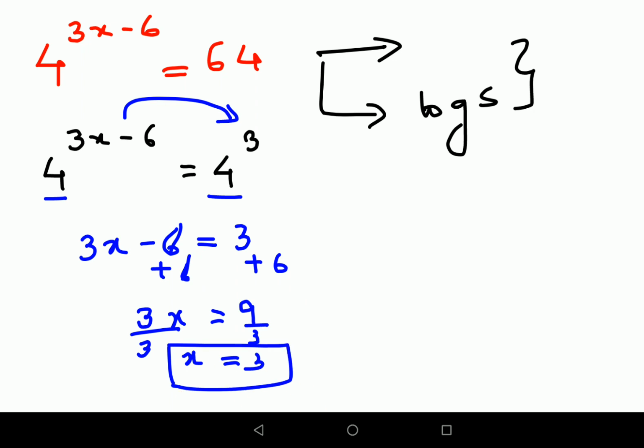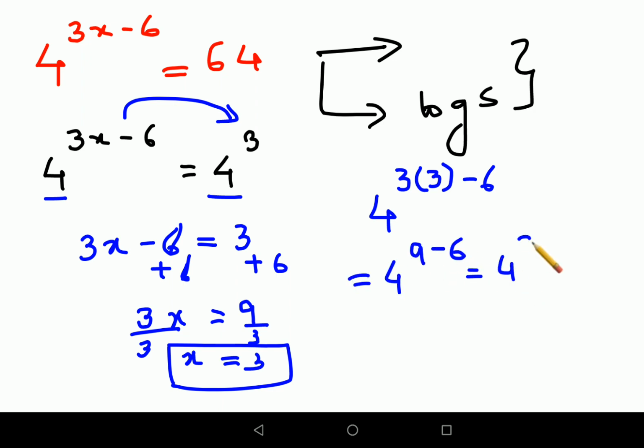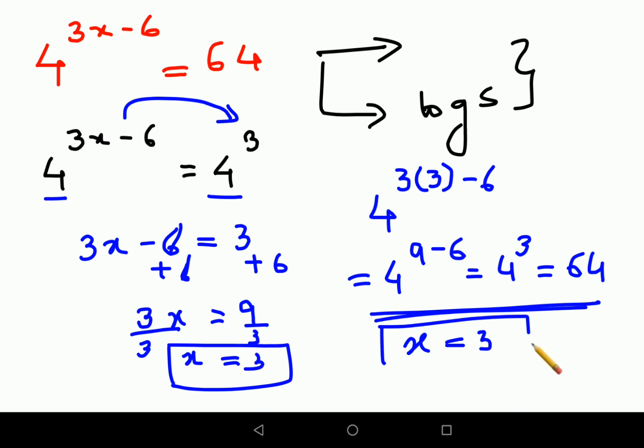Now you can cross verify this. 4 raised to 3 into 3, since the value of x is 3, minus 6. That gets you 4 raised to 9 minus 6, that gets you 4 cube. And 4 cube is nothing but 64. So I can say therefore x equals 3 is absolutely correct.